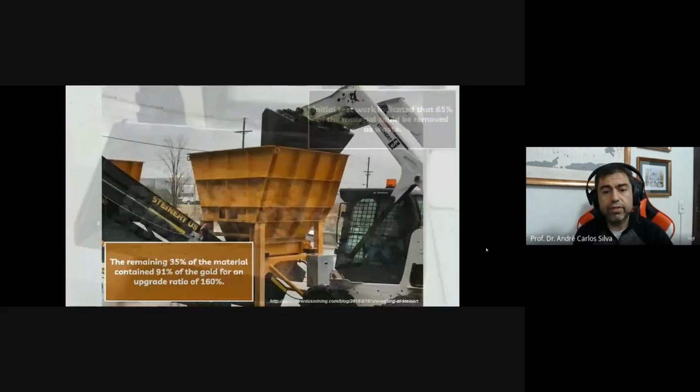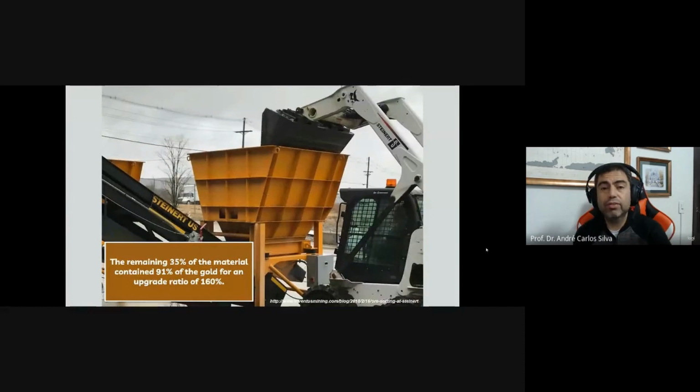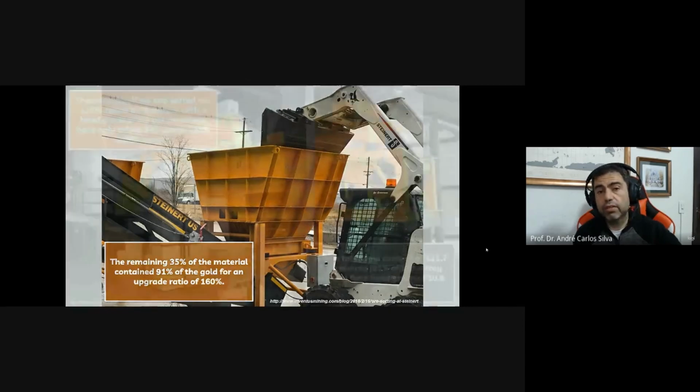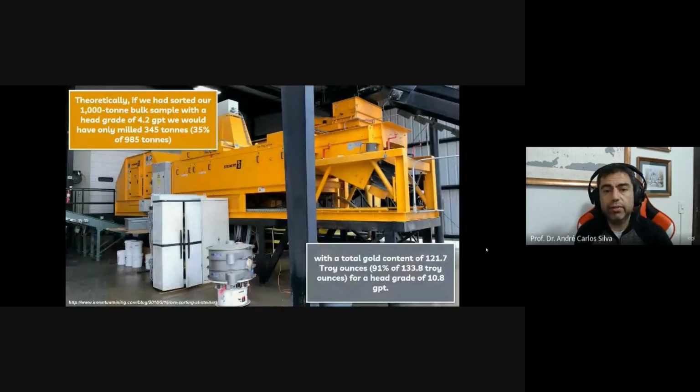So if you consider the amount of material that we're going to reduce in our comminution plant, it probably is going to pay for itself. Okay, so in this example, 35% of the material was just removed, and we're talking about gold ore. And by doing this, we still had 91% of all gold. So we just lost 9% of the gold, but we reduced the mass by 35%. So it's huge. Okay, the amount of energy that we're going to save is really going to pay off.